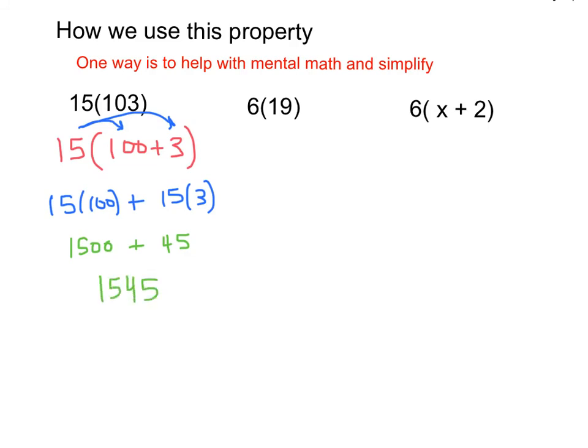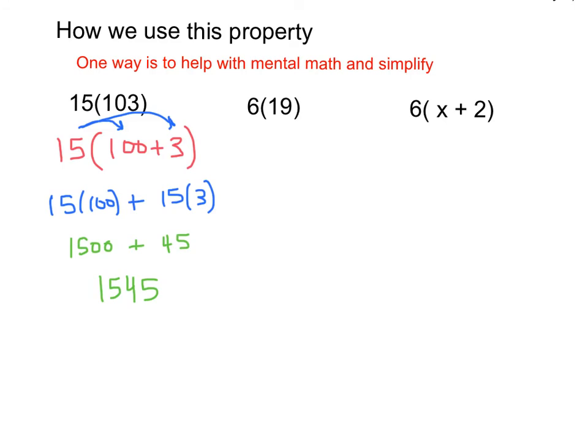So instead of trying to figure out what 15 times 103 is, I could break that apart into 100 plus 3 and then do 15 times 100 plus 15 times 3 to give me my answer. Now in a similar fashion, I can do this with 6 times 19, but I'm going to do this in a little bit different fashion.